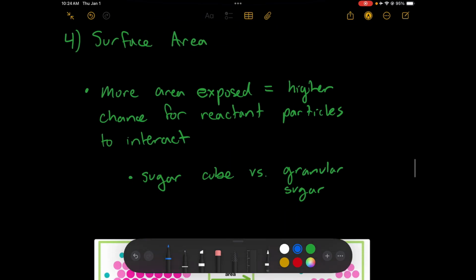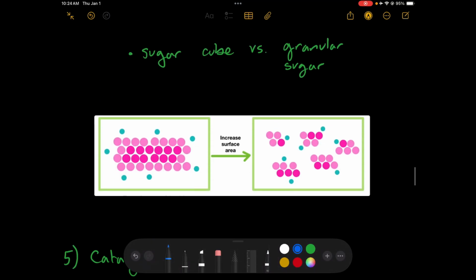Another thing you can mess with is surface area. This one's a little wonky to think about, but if you increase the surface area of your reactant molecules that are exposed to one another, you are increasing the likelihood that those particles can interact with one another at all. And so the example I usually give is think about dropping a sugar cube into your coffee or tea or whatever versus dropping granular sugar into your tea or coffee. This graphic kind of helps you understand what's going on there.